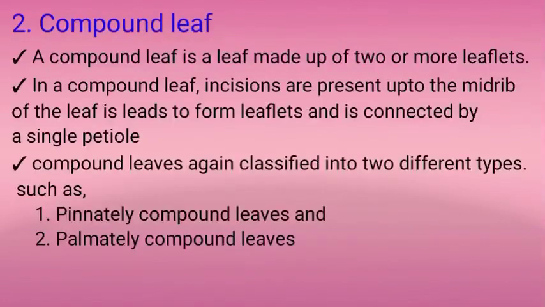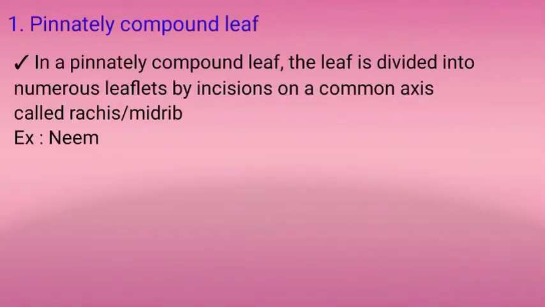The second one, compound leaf. A compound leaf is a leaf made up of two or more leaflets. In a compound leaf, incisions are present up to the midrib of the leaf. It leads to the formation of several units of the leaf called leaflets, connected by a single petiole. Compound leaves are again classified into two different types. Number 1, pinnately compound leaf. Number 2, palmately compound leaf.